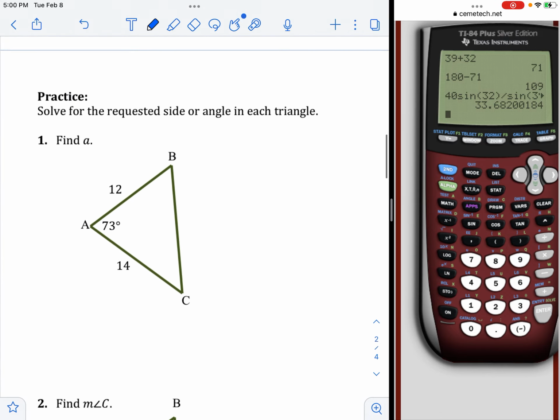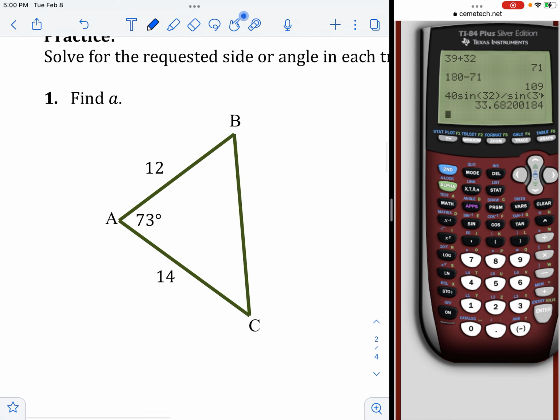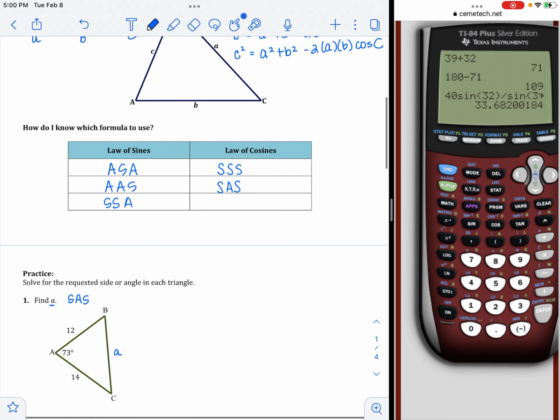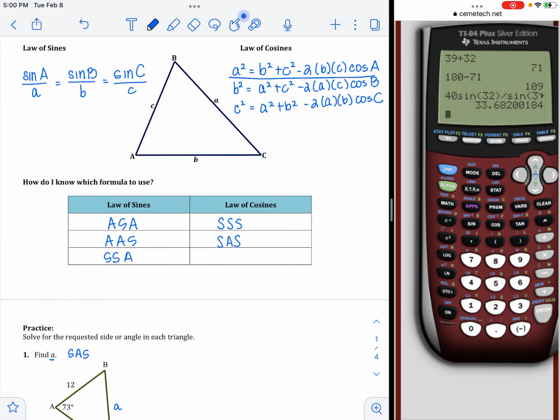It says solve the requested side or angle in each triangle, and we're still using the directions from above about rounding. So I need to find side A. Before I do that, I have to see what I'm given. I'm given a side, another side, and if you look, this angle is right in between. So what I'm given is side, angle, side. Side, angle, side tells me to use the law of cosines. So I need to see what I'm solving for. I'm solving for side A. So if I'm solving for side A, I'm using this first equation right here.